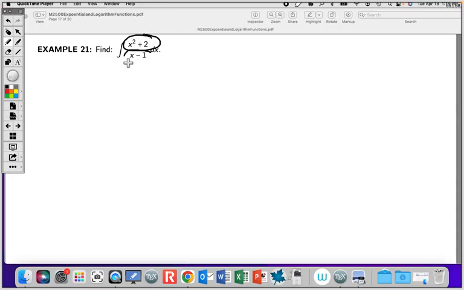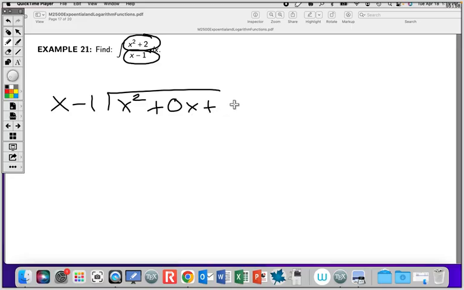So we know we can do long division because the degree of the numerator here, which is 2, is bigger than or equal to the degree of the denominator, which is 1. So we can take x minus 1 and divide that into x squared plus 2. Now when we do long division, we need to make sure we have a space for any missing powers of x. So we have these placeholders here. And now we go through the usual division algorithm.